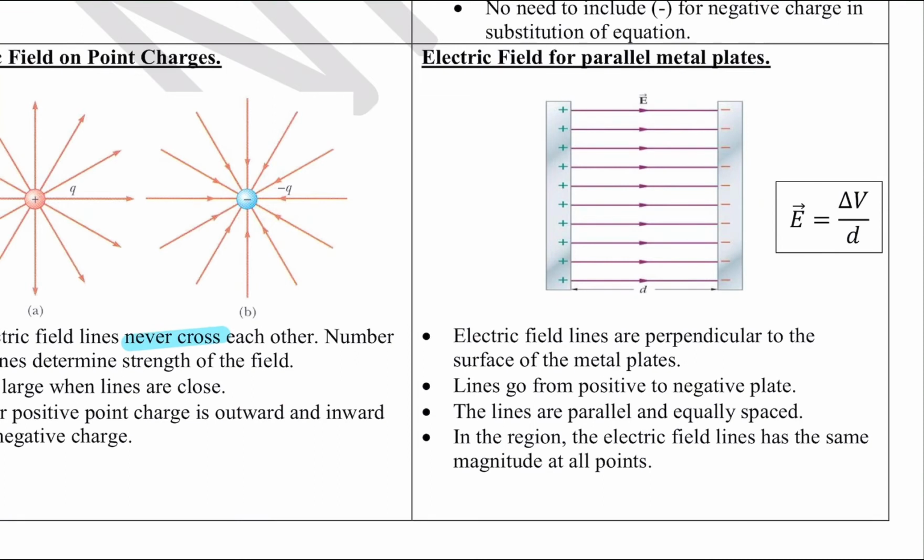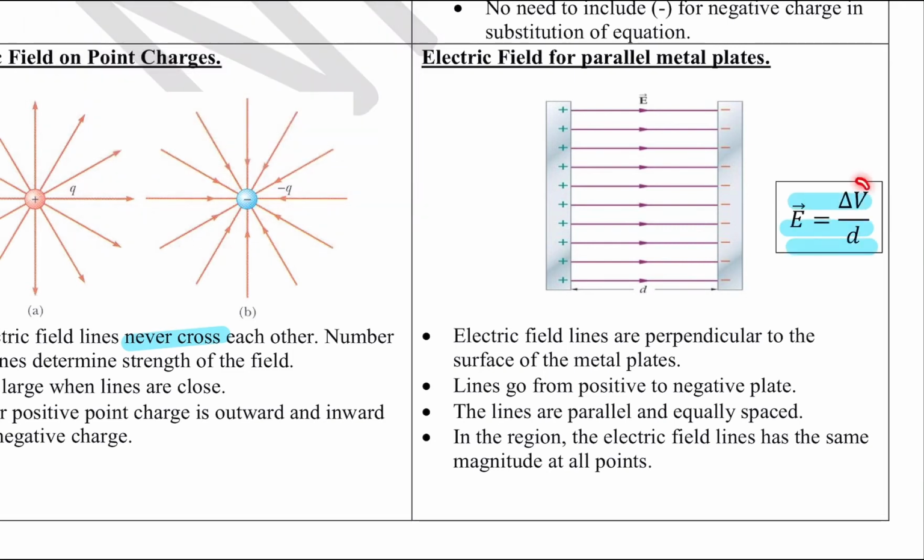Okay, kalau tadi kita ada electric field for point charge, so sekarang ni kita ada electric field for parallel metal plates. Okay, kalau soalan ni dia sebut between parallel plates, awak tak boleh guna E equal to KQ over R square. Itu adalah untuk point charge. Kalau dia sebut parallel plate sahaja, awak kena guna E equal to delta V over D.